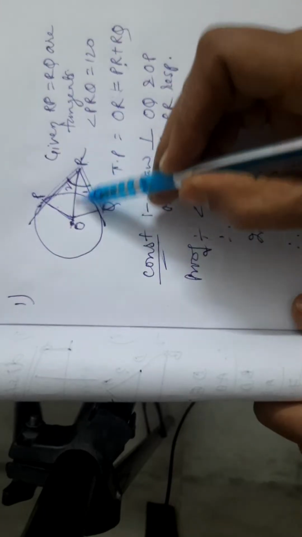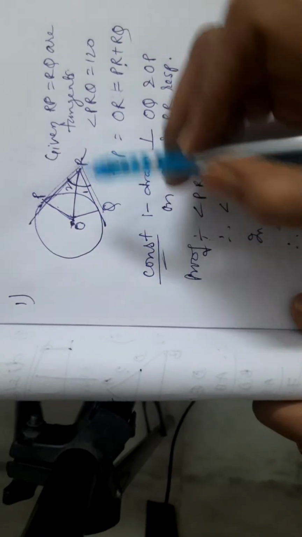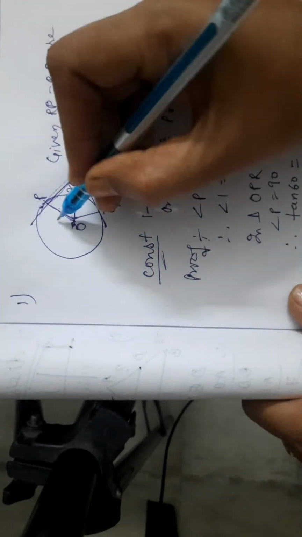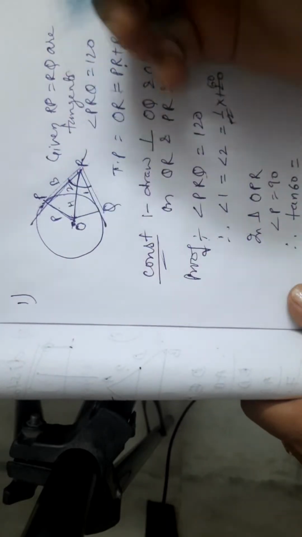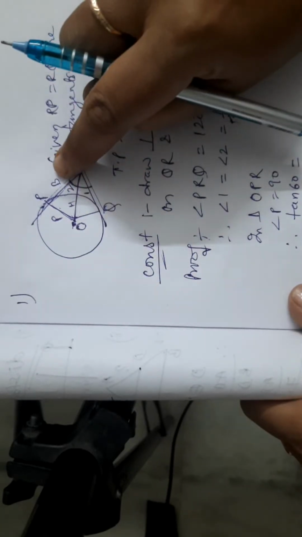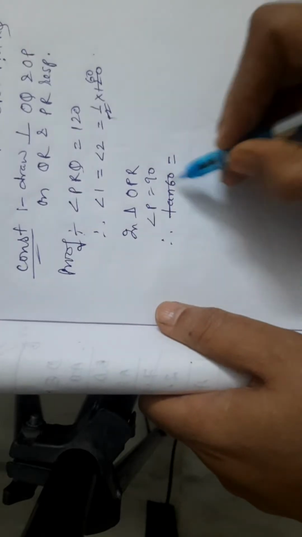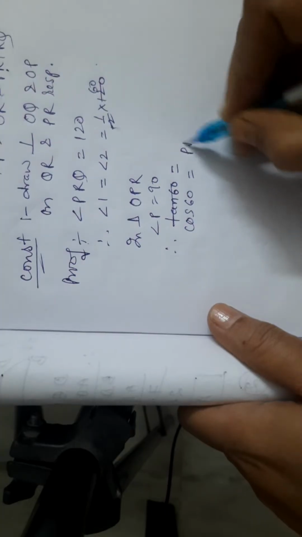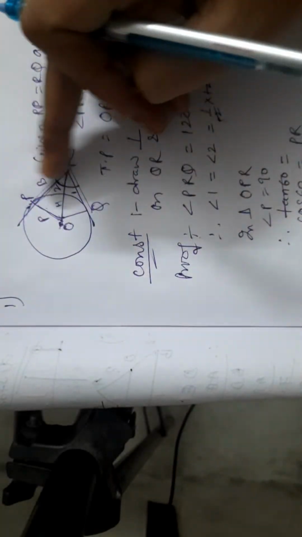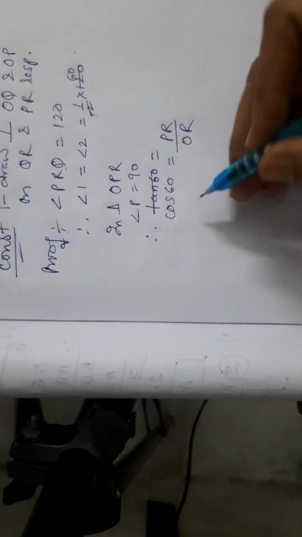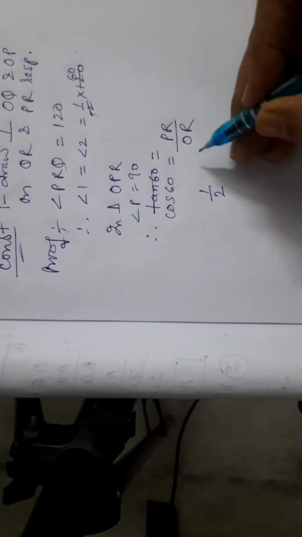So instead of tan, we will take sine or cos. Here the cos will be the most convenient one. We have perpendicular, base and hypotenuse. We need to get these two sides in relation in our answer. So hypotenuse and base come in the cos relation. So instead of tan, we will use cos 60, which is base upon hypotenuse, PR upon OR. Cos 60 is PR upon OR, base upon hypotenuse.